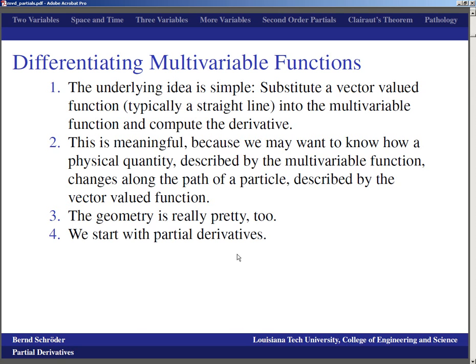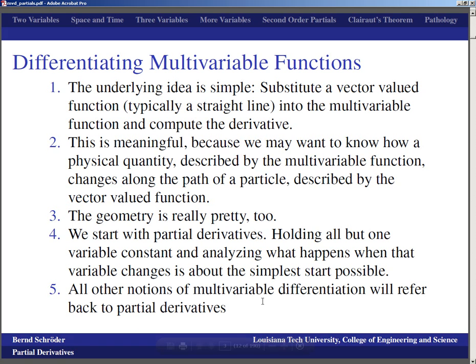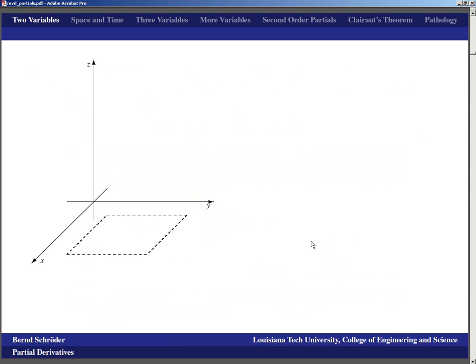We will start with partial derivatives. And well, basically the idea for a partial derivative is that we're holding all but one variable constant, and then we analyze what happens when that variable changes, and that's of course about the simplest start possible. But all other notions of multivariable differentiation will refer back to partial derivatives, so we don't just do this because it's easy. Okay, so now let's actually look at a definition as well as the visualization in two dimensions. So we take our usual right-handed XYZ coordinate system, we look at a domain, and we look at a function that is defined on that domain.